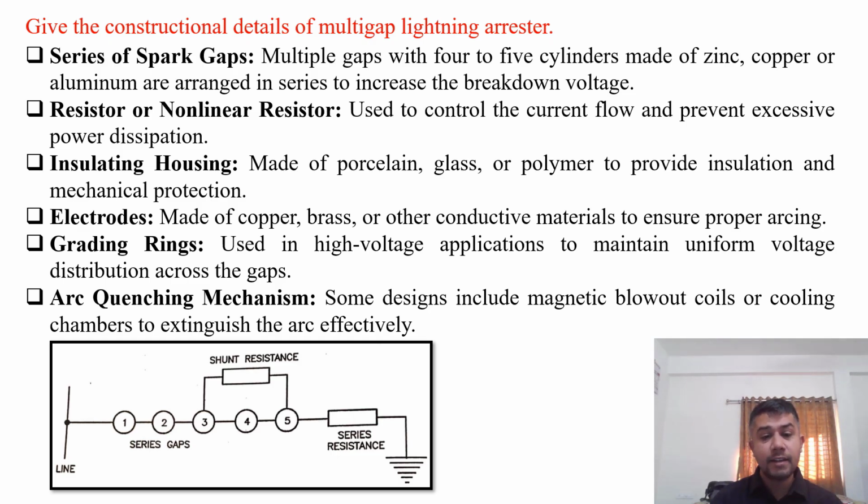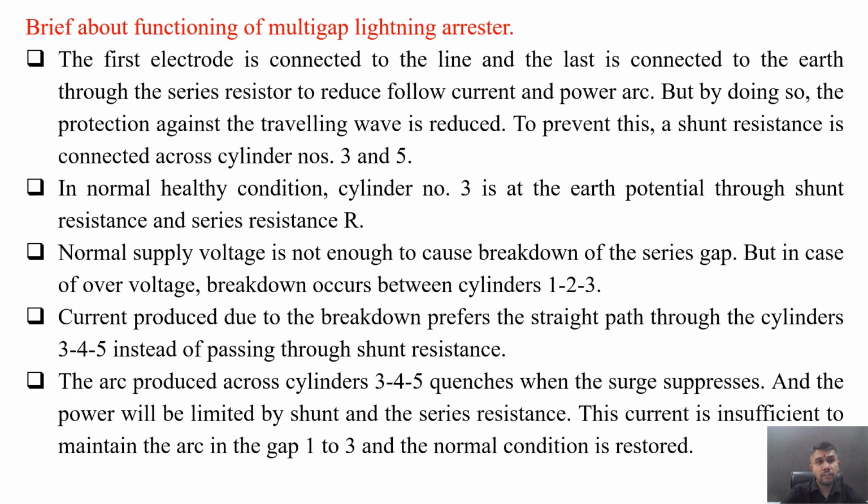And the spark gap, which is made up of only an air gap. So these types of materials are used for construction of the multi-gap lightning arrestor for protection against lightning and switching surges. Brief about the functioning of the multi-gap lightning arrestor.